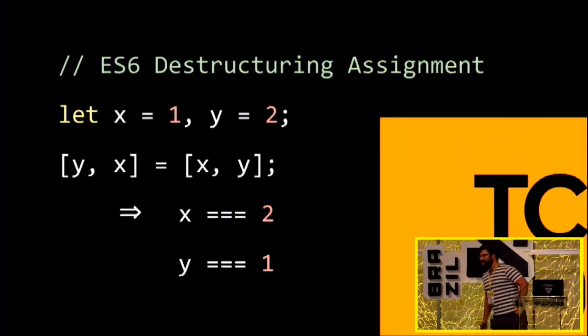But who's this TC39? Well, remember ES6 or ES2015? A bunch of new features were added to JavaScript, such as destructuring. You can declare 2 variables, x and y, and then just swap them using really intuitive array syntax, where you just have an array on the left-hand side and you assign to it, and then that swaps the variables.